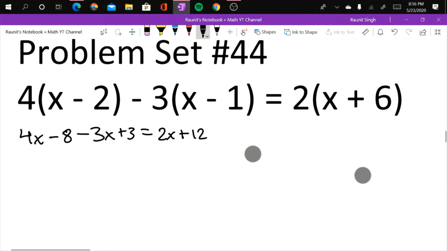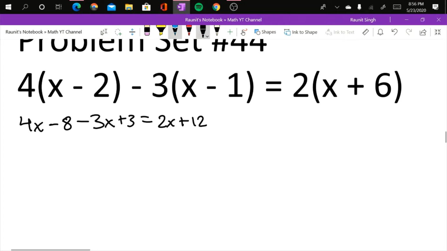Now we're going to simplify the left side of the equal sign so that it'll be easier to solve. So we're going to do 4x minus 3x, which is a single x, and then we have negative 8 plus 3, which is going to be negative 5, is equal to 2x plus 12. So now we're going to subtract 2x from both sides, and we're also going to add 5 this time.